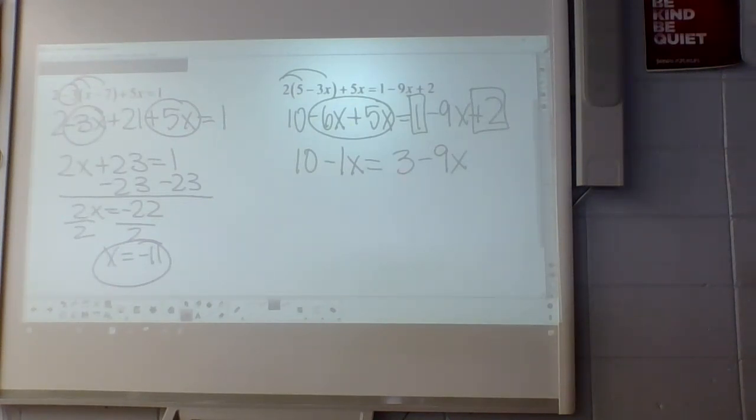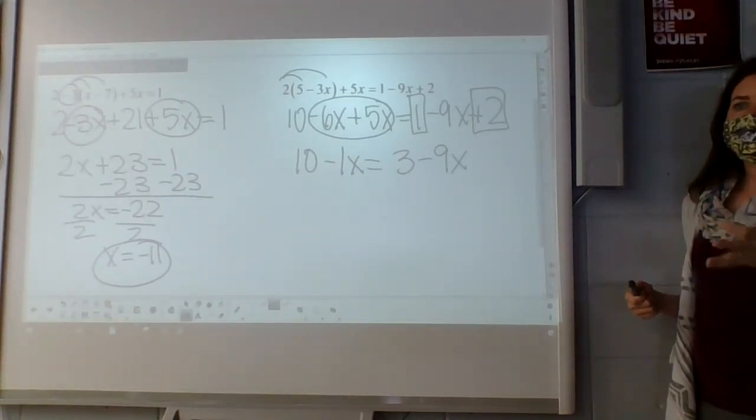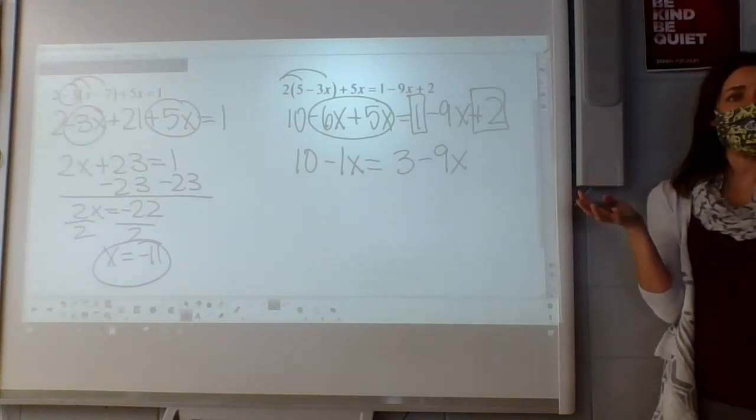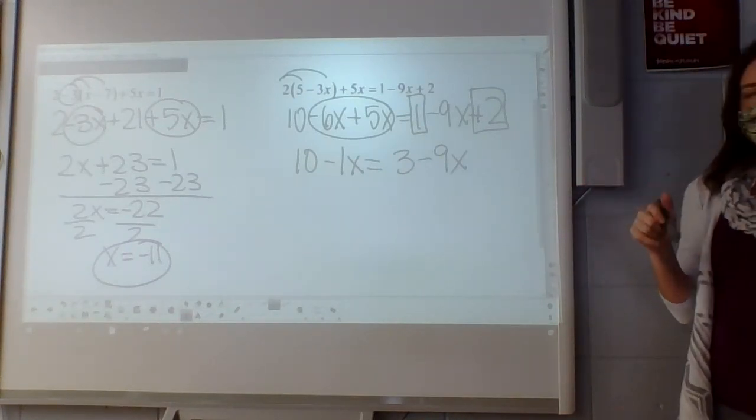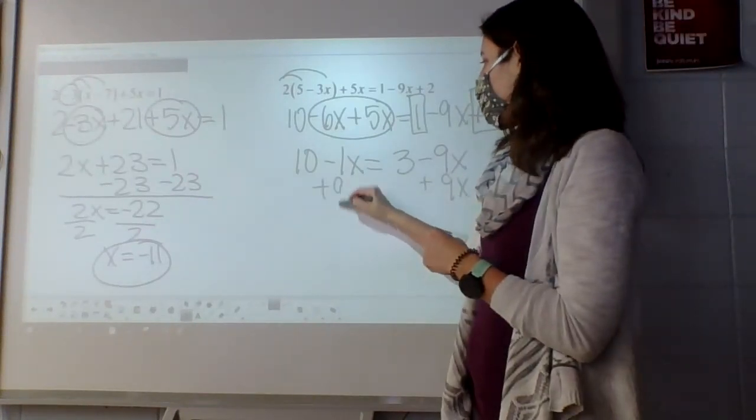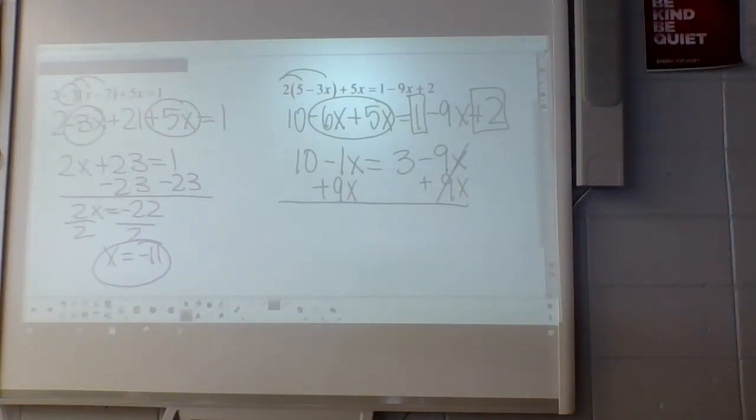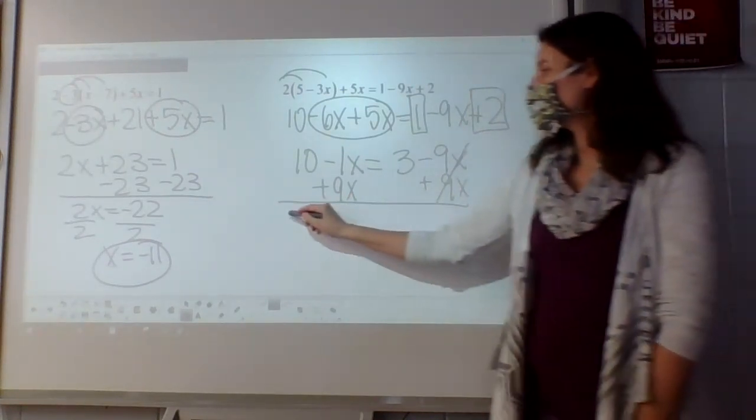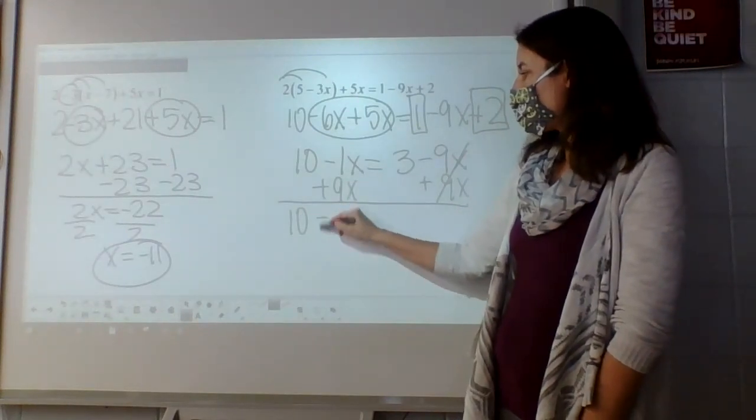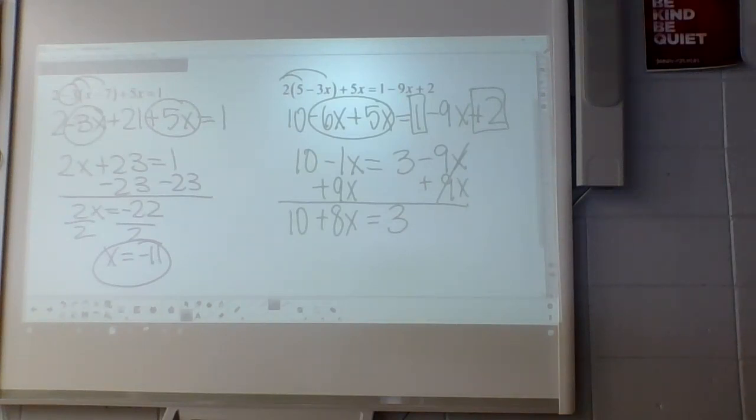So now which variable do you guys want to move? With negative 9. Yeah, I like to move that smaller one. So the -9 is technically smaller. Think about temperature that's colder than -1. So we're going to add 9x. So we get 10, and this is going to be 8x. And then this will be 3. Right? -1 plus 9 is +8, right?